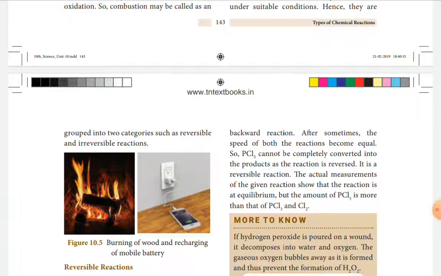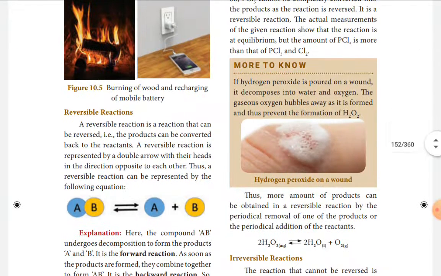Reversible reaction means that the reactants can be obtained again. So first, reversible reaction: a reversible reaction is a reaction that can be reversed.